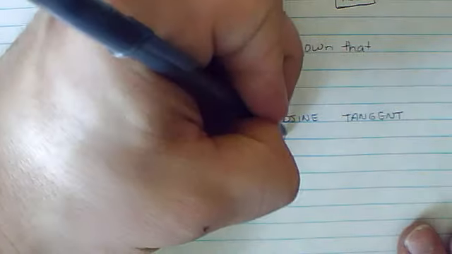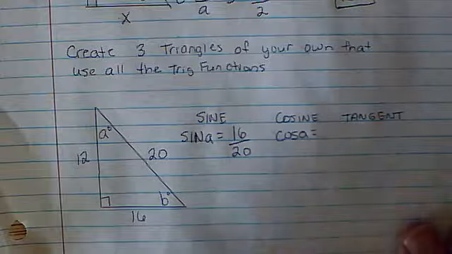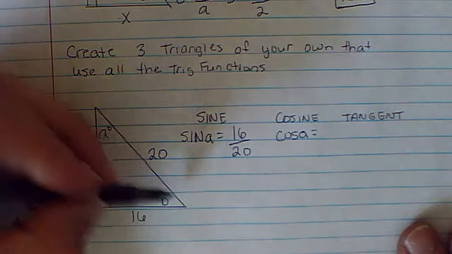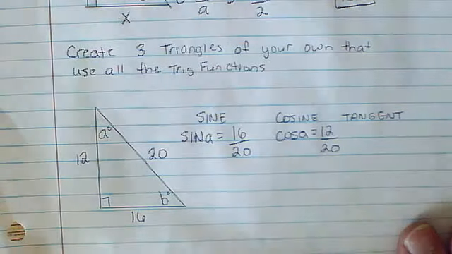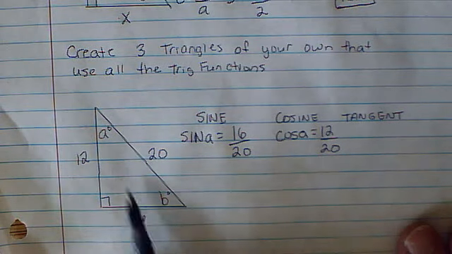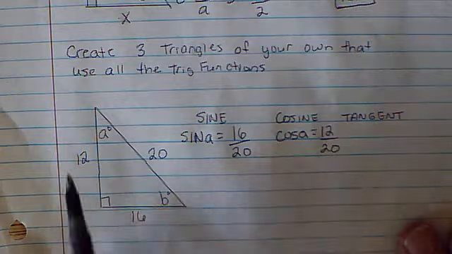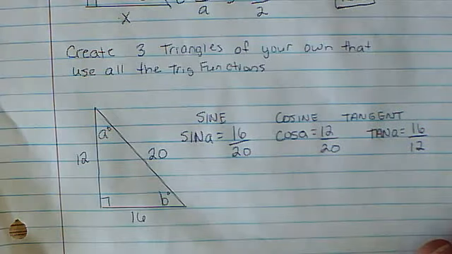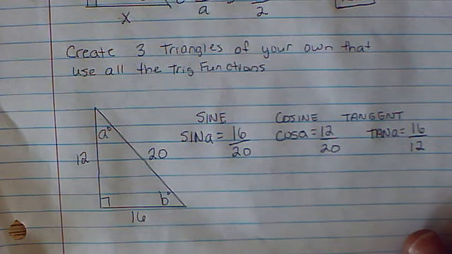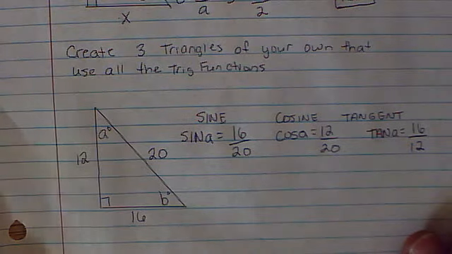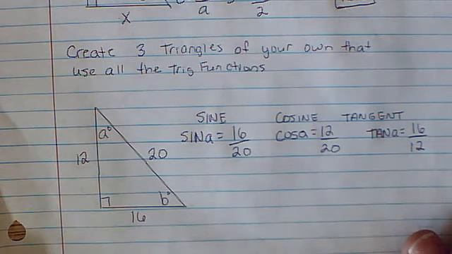If I was to use cosine to find A, cosine is adjacent over hypotenuse, or 12 over 20. If I was to use tangent, I would do opposite over adjacent, or 16 over 12. And I would find the tangent of A using 16 over 12 as my ratio. Any one of these calculations that you put in your calculator will give you the exact same answer for the angle measurement for A.